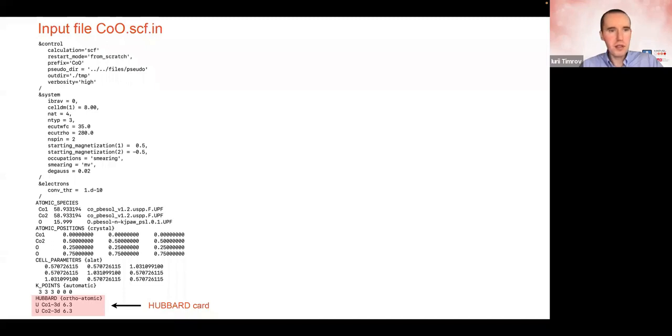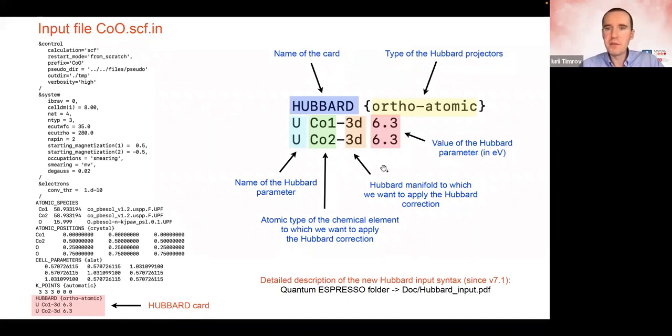Now what we do is take our original input files and modify them slightly. All stays exactly the same as before. We just need to add a new card, which is called the Hubbard card, shown at the bottom. Let me zoom in and explain in more detail each piece of information in this card. So first, the name of the card, which is HUBBARD, written in capital letters. Then in brackets, we write the type of Hubbard projector functions that we just explained in the lecture. You can have atomic, ortho-atomic, which are the most frequently used ones. Here we use ortho-atomic.